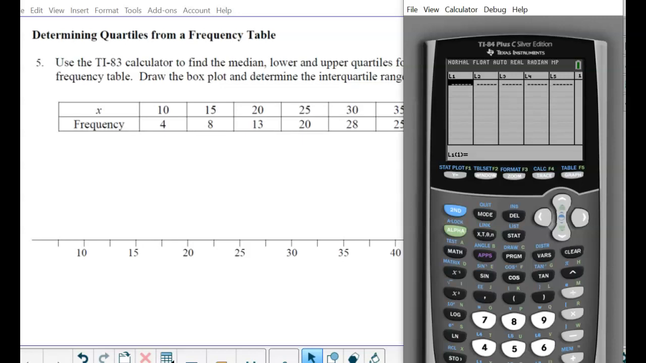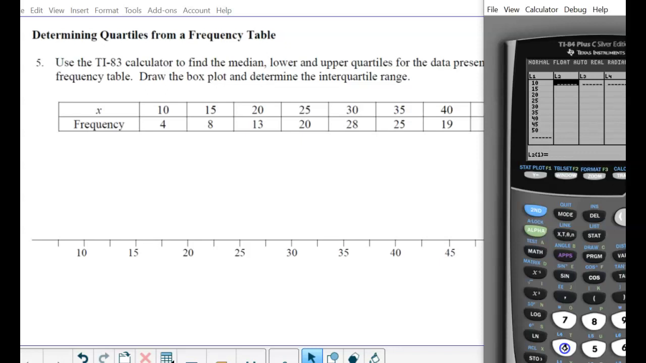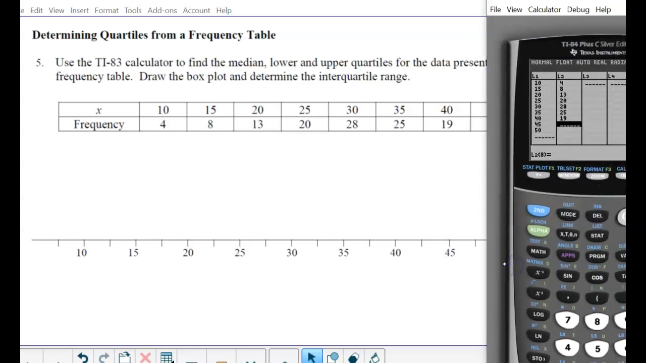Okay. Now, my X values, you always want to put in the first column, your data values, and your frequency in the second. You could do it the other way around, but then you have to tell the calculator L2 and then L1. So it's better to put your data values in the first column. Over 4 of those, 8 of those, 13 of those, 20 of those, 28 of those, 5, 13, 15, and 8. Okay.